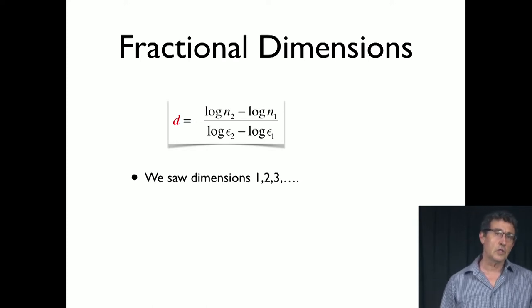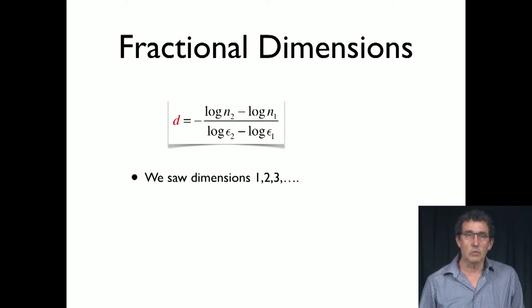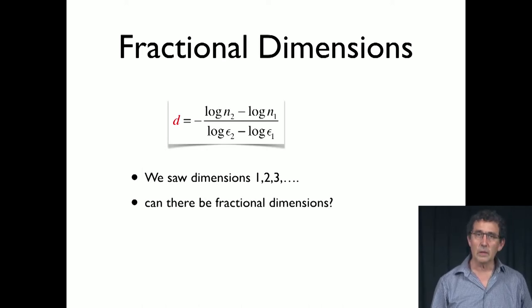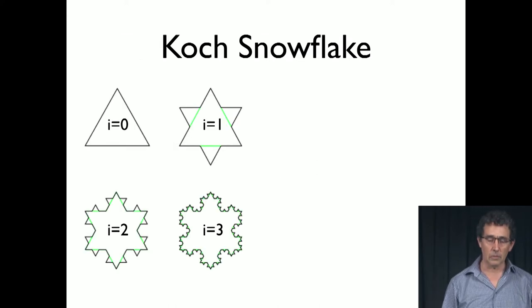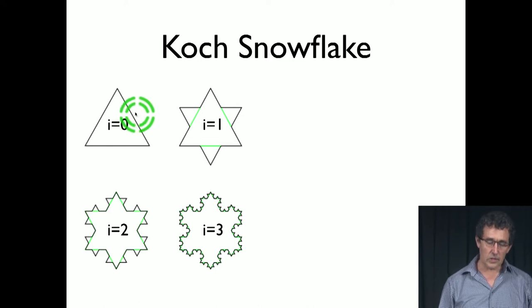So of course we can just say, okay, we are estimating it, so we'll get various numbers, but the real dimension has to be integer. But maybe not. Maybe there can be something called fractional dimension, a dimension between two integers. So here's the first example. This is a mathematical example called the Koch snowflake.